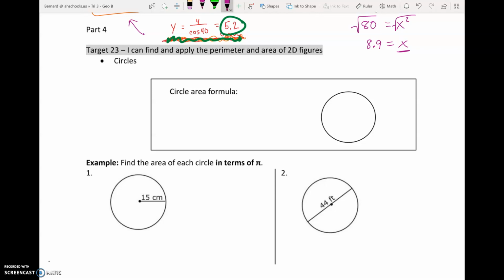And remember, one of the biggest components was remembering old skills that we had to apply in these new situations to maybe find a missing side length, or find that height or that base, so we could plug those numbers in to our area formula. Today is going to be no different, but obviously we're moving on to a different shape. We're going to start talking circles today.